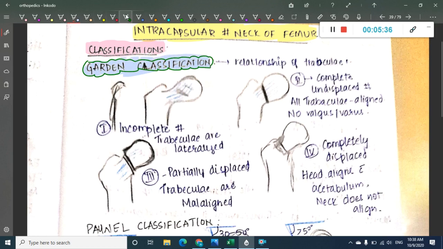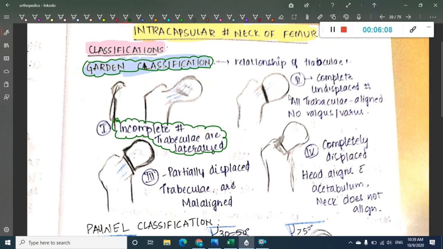Okay, so here this is one. The one is there is incomplete fracture, and trabeculae are lateralized. See, the fracture is not complete, there is only a small fracture fragment, and because of that fracture fragment the trabeculae are lateralized. Normally the trabeculae should be like this, but here the trabeculae are lateralized because of the incomplete fracture. This is called Garden's type 1, where trabeculae are lateralized because of incomplete fracture.